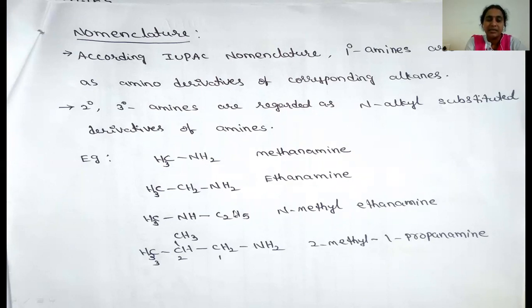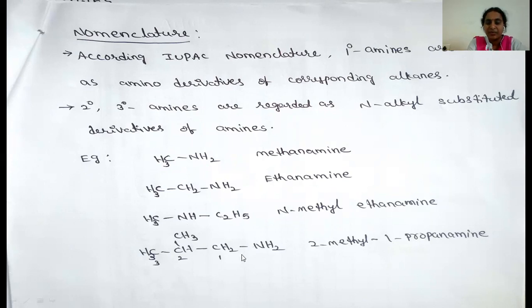But in this example, it is a secondary amine. So around the nitrogen, 2 alkyl groups are present, hence it is called secondary amine. In the secondary amine, we have to write it as an N-methyl derivative. So here we are writing N-methyl, and here a total of 2 carbons are present, hence N-methyl ethanamine.